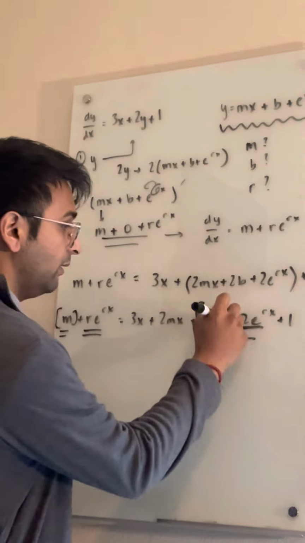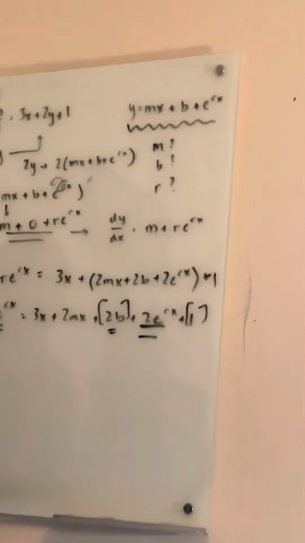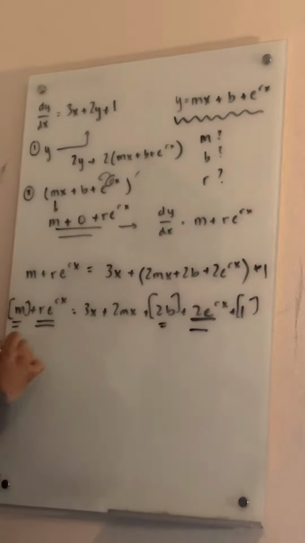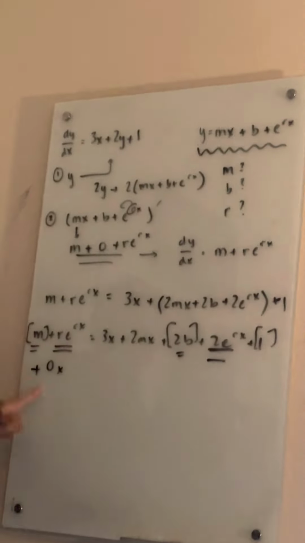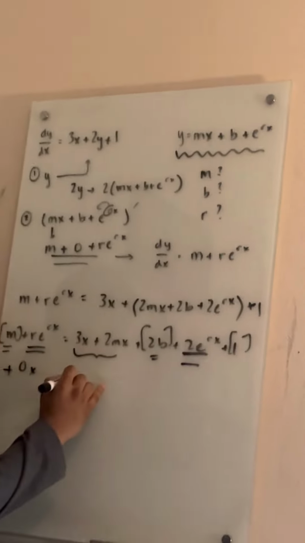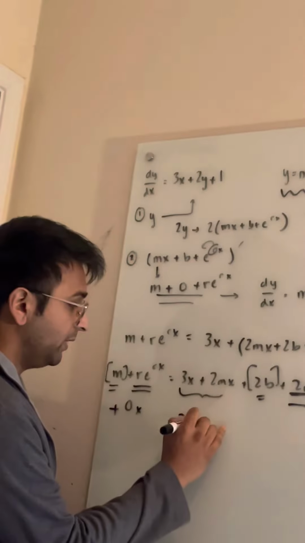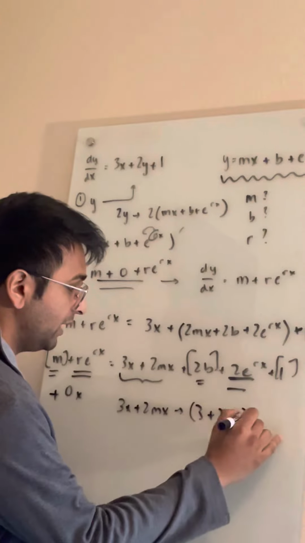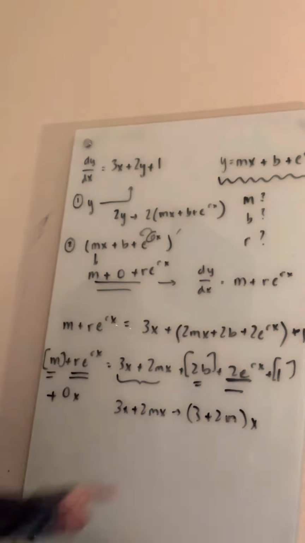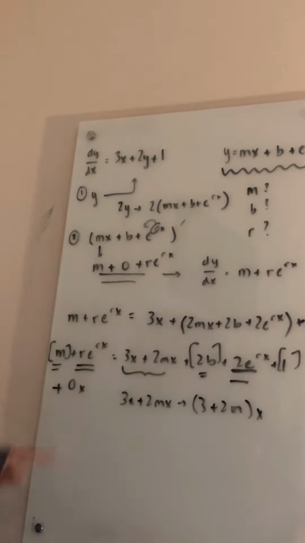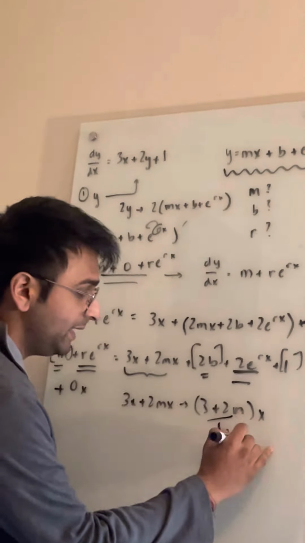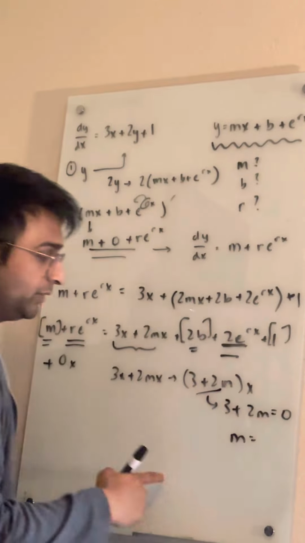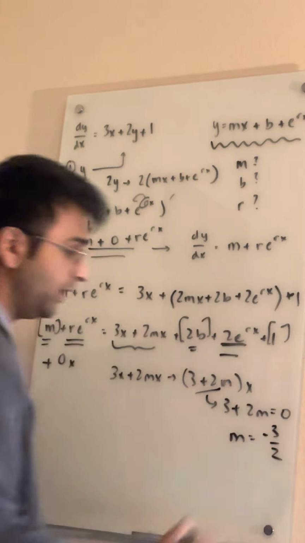And this m term is a constant, so I'm going to be looking at this and this. Do you notice that there's no x term? That means there's a 0x on the left side. So 3x plus 2mx is just 3 plus 2m, all times x. We know there is no x on the left side of the equation, so this has to equal 0, which means m is equal to -3/2.